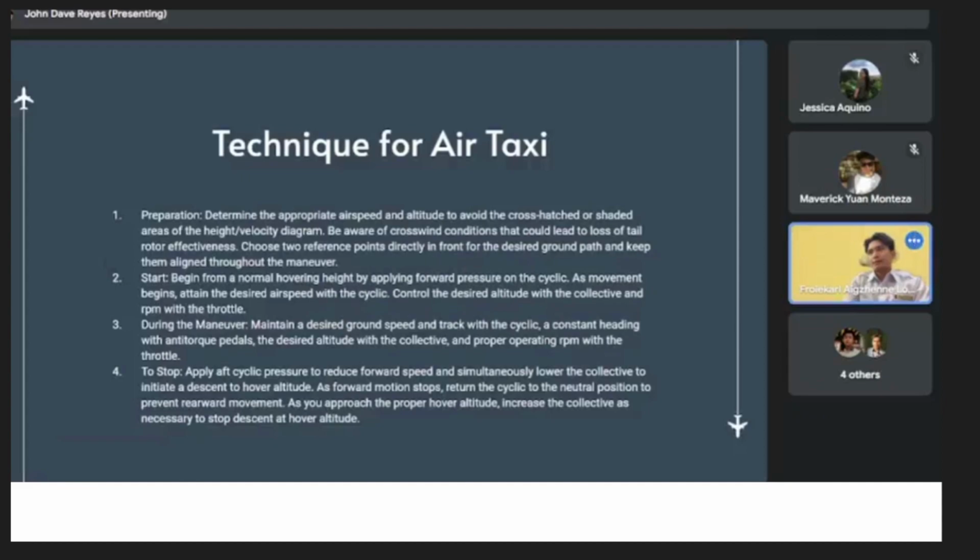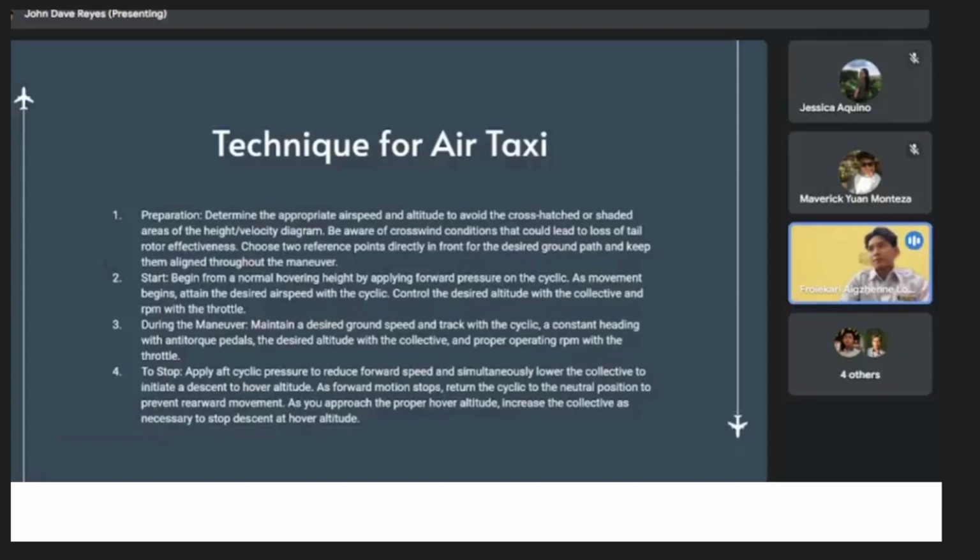Second is start. Begin from a normal hovering height by applying forward pressure on the cyclic. As movement begins, attain the desired airspeed with the cyclic, control the desired altitude with collective, and RPM with the throttle. Third is during the maneuver: maintain a desired ground speed and track with the cyclic, a constant heading with anti-torque pedals, the desired altitude with collective, and proper operating RPM with the throttle.